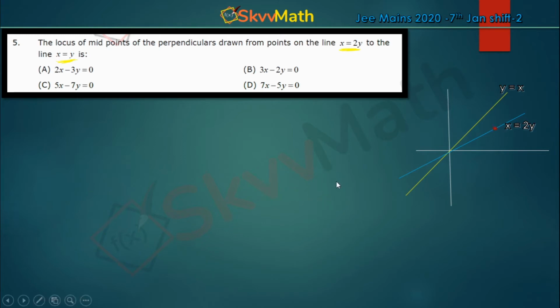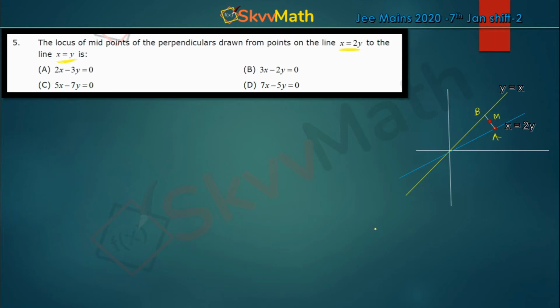So I will select a point on x = 2y. Let us suppose this is the point capital A. From this point we have to drop a perpendicular on the line y = x. Let us suppose that the foot of the perpendicular is B. B is the foot of the perpendicular from the point A. Now we have to find the locus of the midpoint. Let us suppose this is the midpoint M. So we have to find out the locus of the point M.